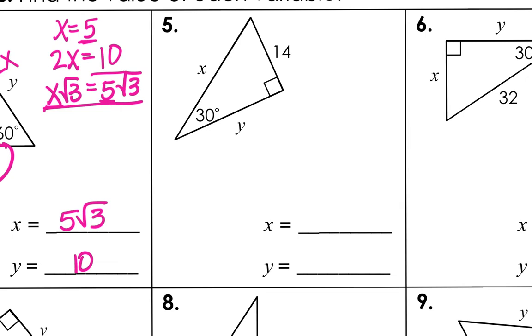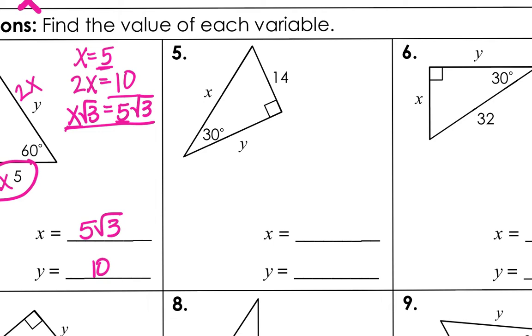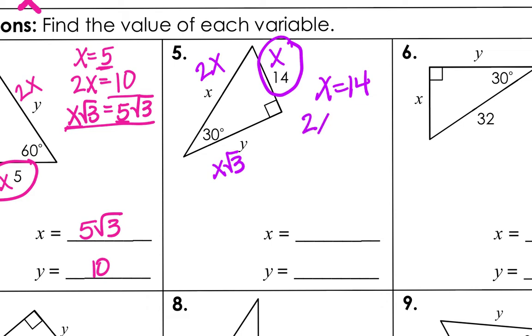Same thing here on this problem. I'm going to go to the smallest angle and I'm going to go straight across. So that's my x. The hypotenuse is 2x. And then the leftover side is x square root of 3. I'm going to circle what I know. So if x is 14, then 2x is 28, which means x square root of 3 is 14 square root of 3. Again, you are replacing x with what x is equal to.